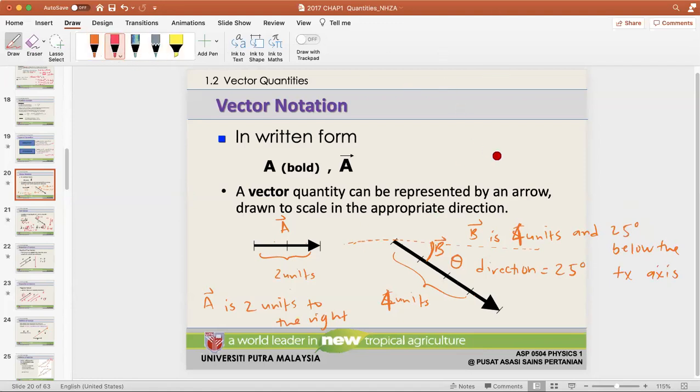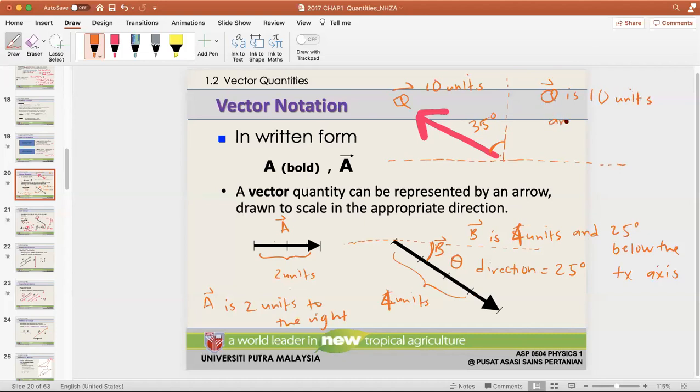What if we have another vector Q? Okay, Q vector, it has to have this half arrow. Q vector is 10 units. And it has an angle of 35 over here. And I said to you, the convention is to describe the vector with respect to the x-axis, right? So how do I describe this vector? So let's say Q vector is 10 units. And what's the direction?